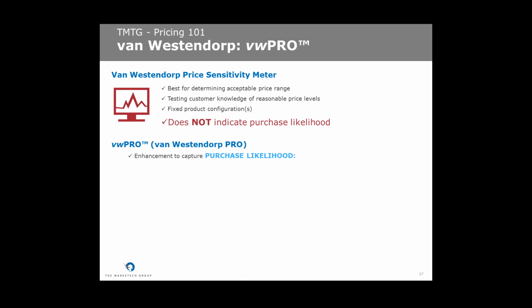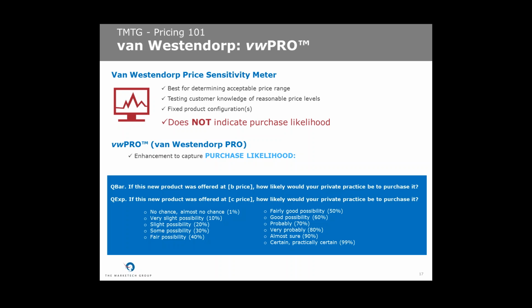Now, we have a product called von Westendorp Pro, which by modifying the von Westendorp basic price sensitivity meter with a few additional questions can capture purchase likelihood. So von Westendorp Pro is just an enhancement to basic von Westendorp, and you ask 2 additional questions.